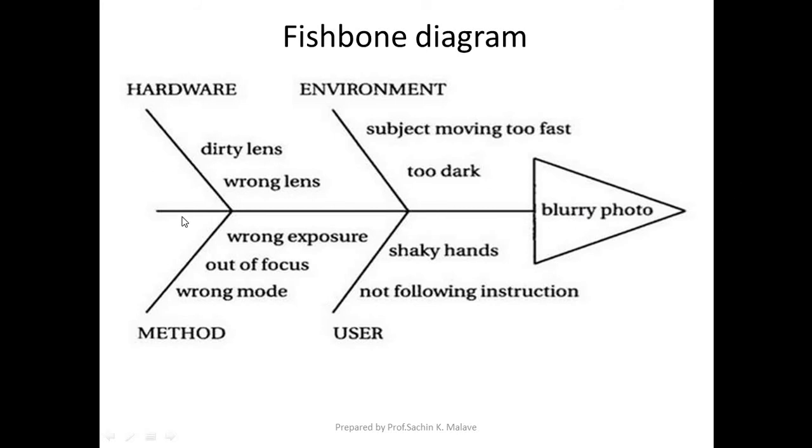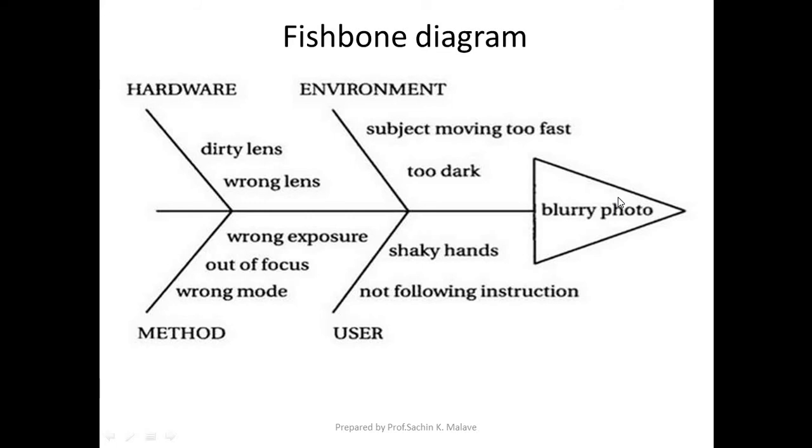You can see one problem statement is there, that is a blurry photo. Someone has clicked a photograph, someone has clicked a picture, but whatever picture is clicked, that is a blur. So it is not a clear picture. We know the meaning of blur. So why is the picture or photo clicked by a particular person blur? So this is our problem statement. Blurry photo is the problem statement.